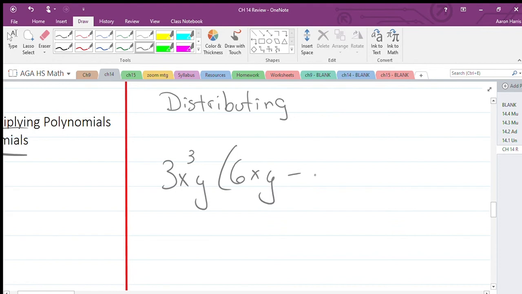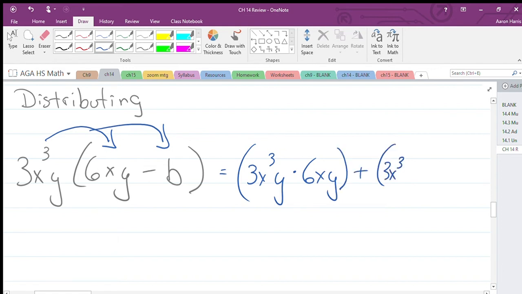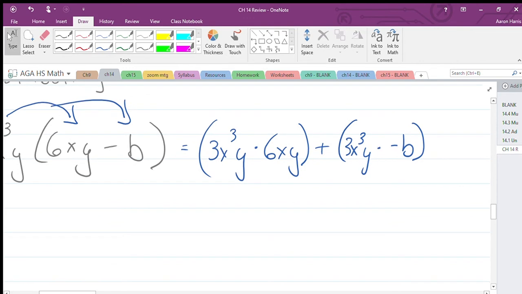6xy minus, let's just say b. So now when we distribute, it goes into each term. So this says what? 3x cubed y times 6xy plus 3x cubed y times negative b. So that's how we write that.